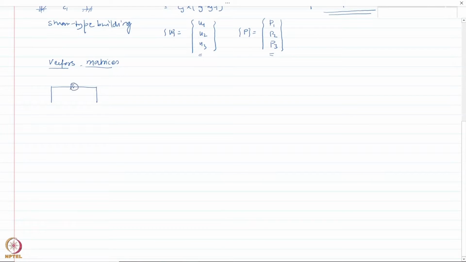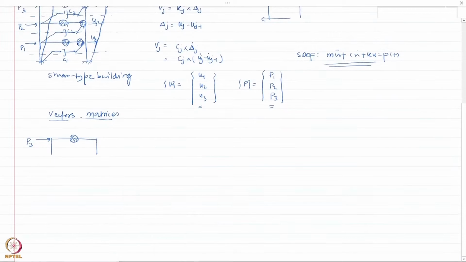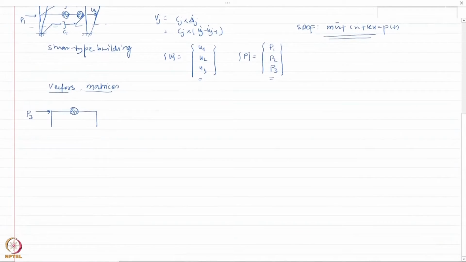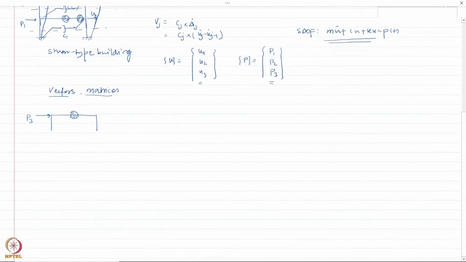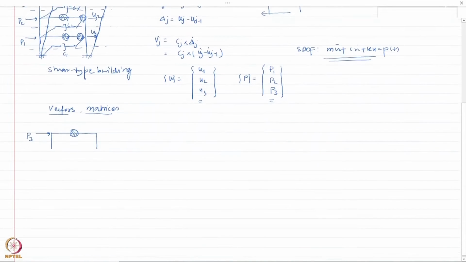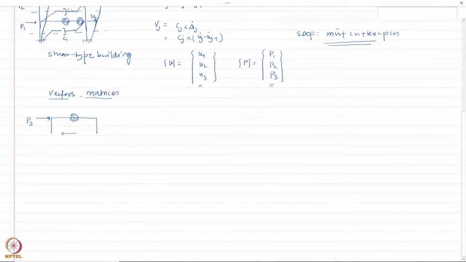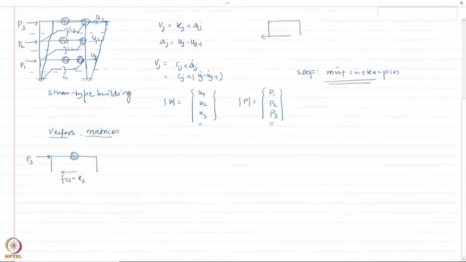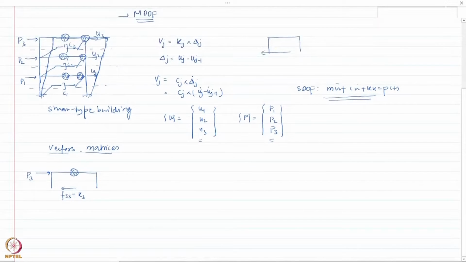Okay, remember we have a mass m here. There is a force P3 which is being applied. Now it is moving in the rightward direction as U3, and the floor below it is moving again in the rightward direction with U2. So the differential displacement or the story drift is actually U3 minus U2. Okay, so there would be a stiffness contribution of the force when I cut this story, and it would be Fs3, which would be equal to K3. Okay, so I'm assuming the story stiffness is to be represented as K1, K2, K3.